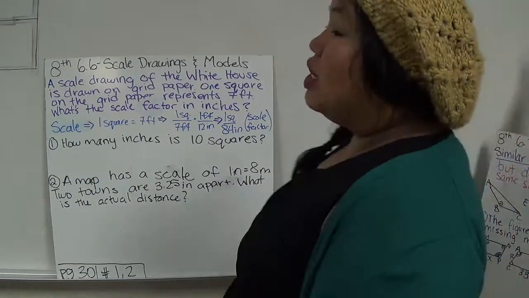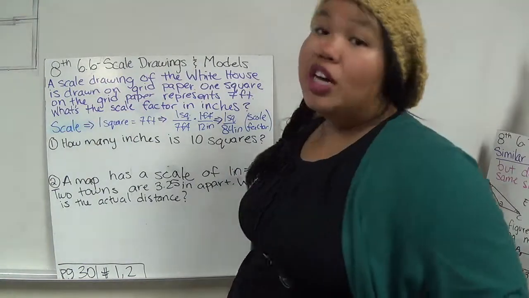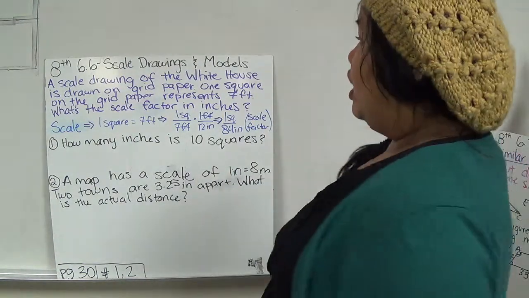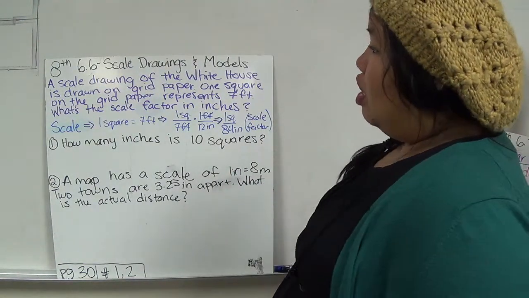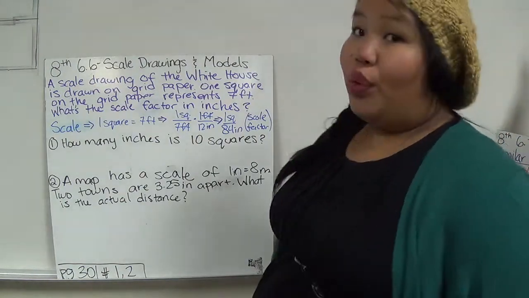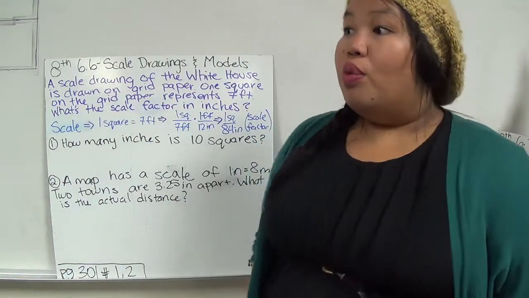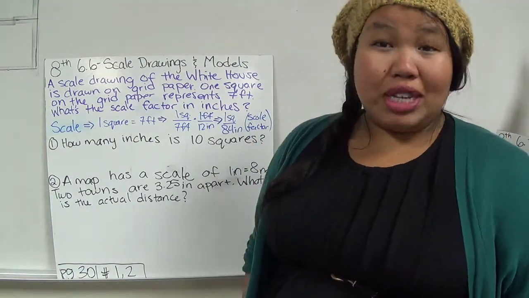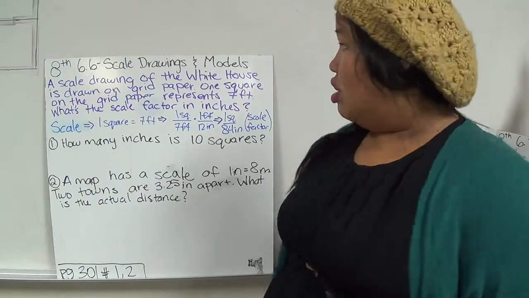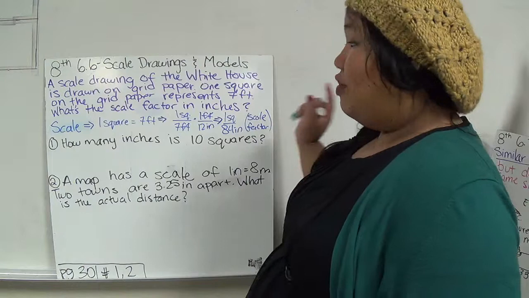In 8th grade, section 6.6, we're dealing with drawings and models. So story problems, unfortunately, but you can do it. For example, a scale drawing of the White House is drawn on a grid paper. Of course, we're not going to draw the same size as the actual White House. So we have to make sure that the measurements are correct, especially when we're dealing with architecture. So one square on the grid paper represents 7 feet.